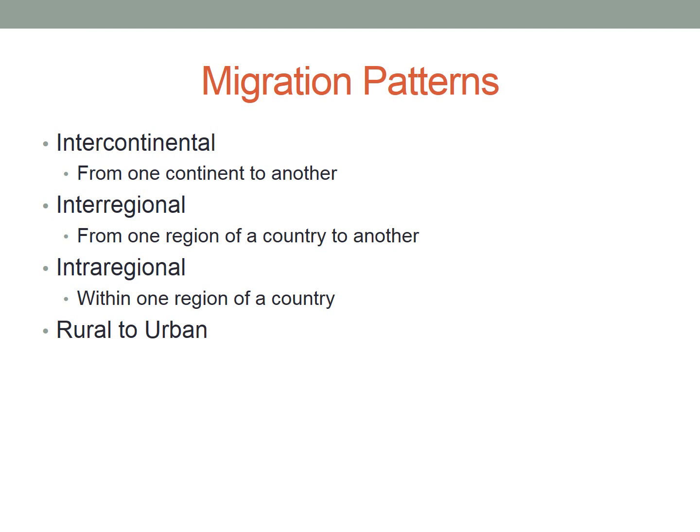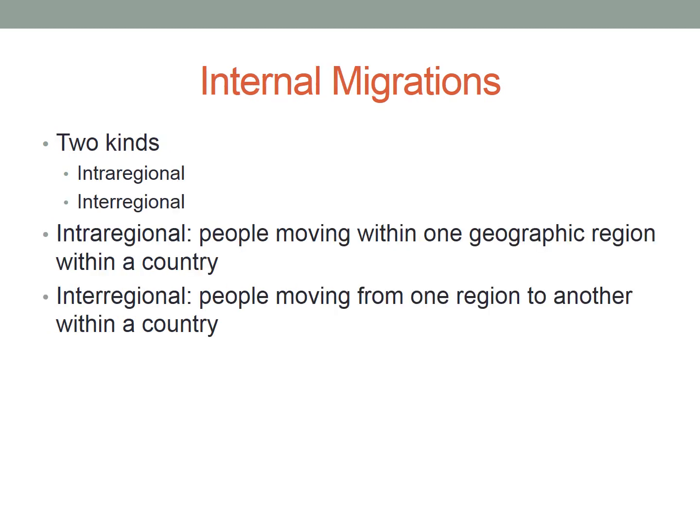International, between two national borders. Intranational, just like intra-regional, would be within. Intranational, within a country. Intra-regional, within a region. And then we also have rural to urban, which we know, according to Ravenstein, is one of the great migration flows that we will be talking about. So now we're looking at specifically internal migration, so within a country.